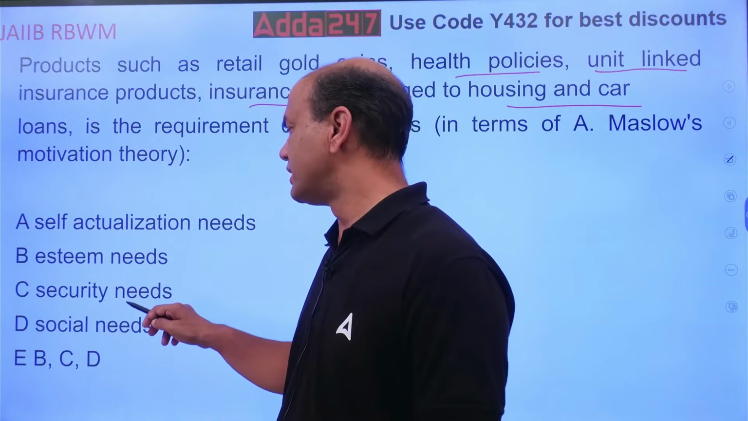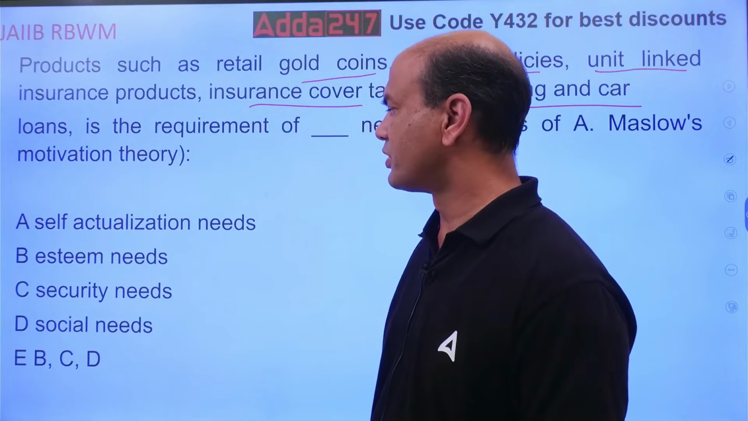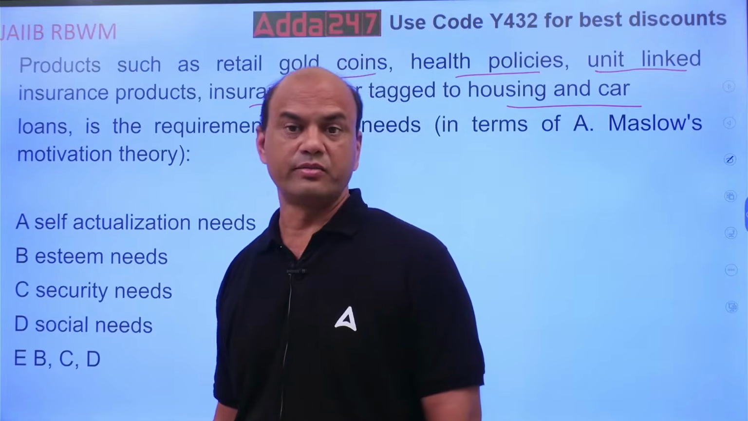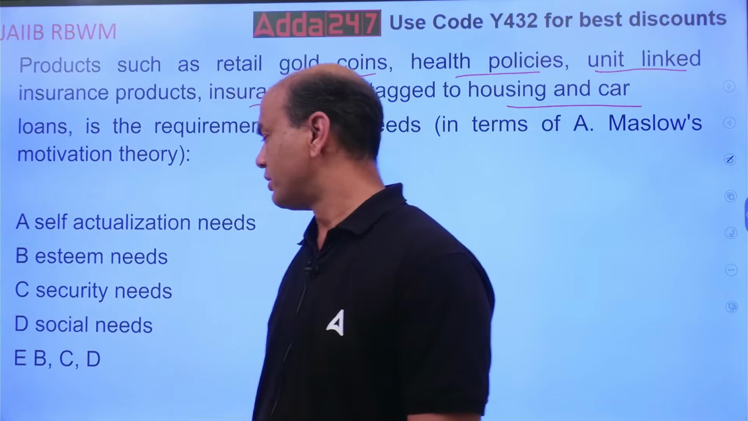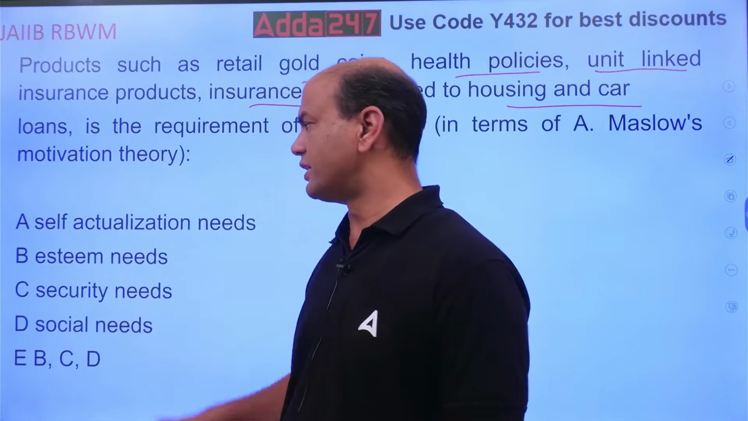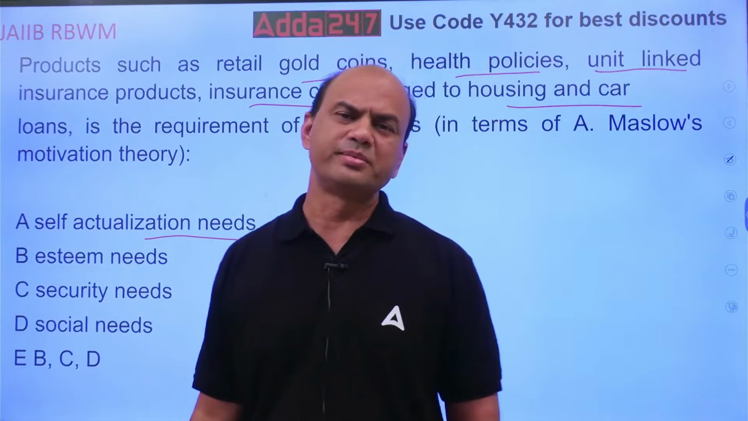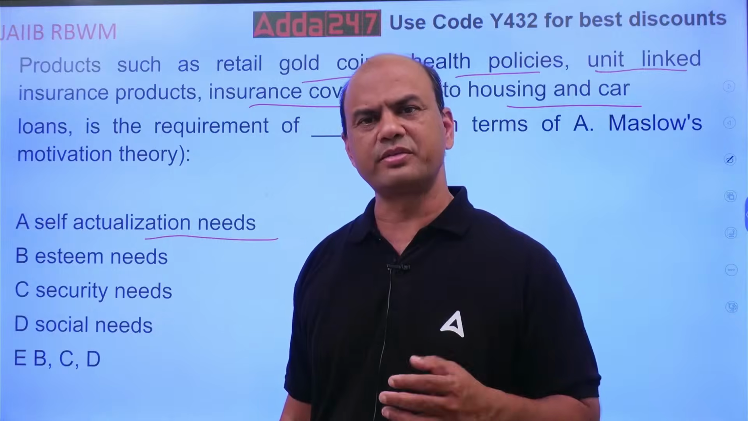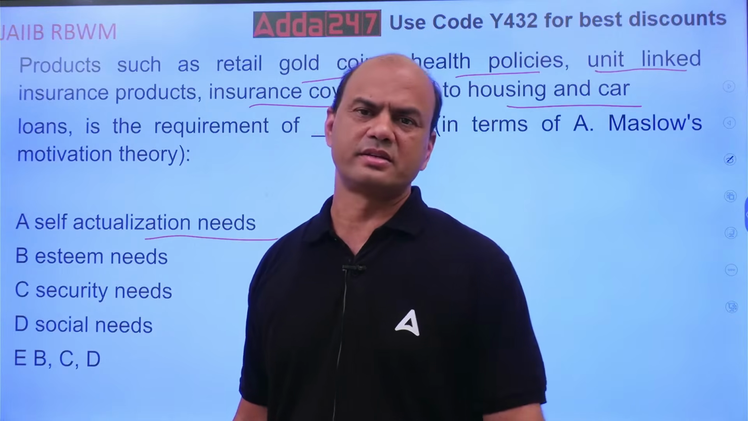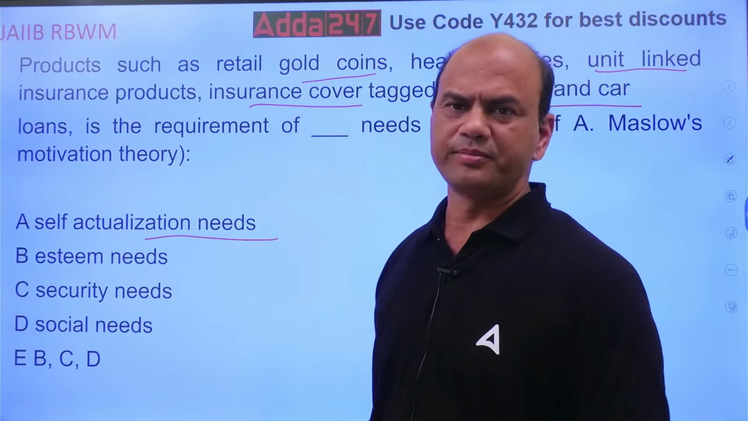Actualization, esteem, security and social. So where is it required? Physiological is not given over here. B, C and D. Actualization means what? This person is generally an old person, above 60, 65, quite rich. So that person will never invest in insurance.